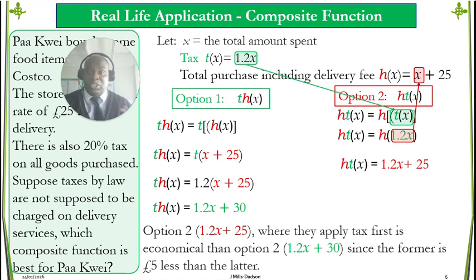So in this case it is best to start with option 2, where you have the tax function first before you include the delivery, because delivery is not supposed to be taxed. So tax the amount that you spend before you add on delivery. If you start with a function included with the delivery and you put on a tax, you pay more. So this is a typical example of how composite functions could be used in real life.